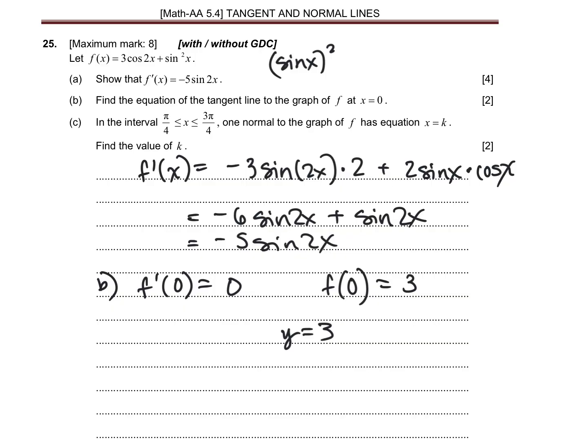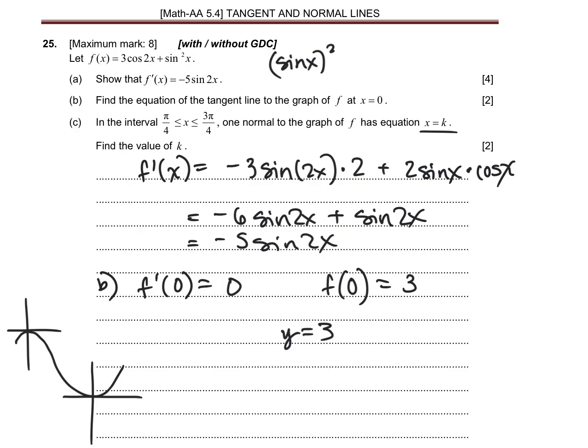In the interval, one normal to the graph of f has equation x equals k. Find the value of k. So we have to find the maximum or minimum here, so that the tangent is going to be 0. So it's something like this. The tangent here is 0, tangent here is 0. So the normal is going to be a vertical line, which is x equals k.